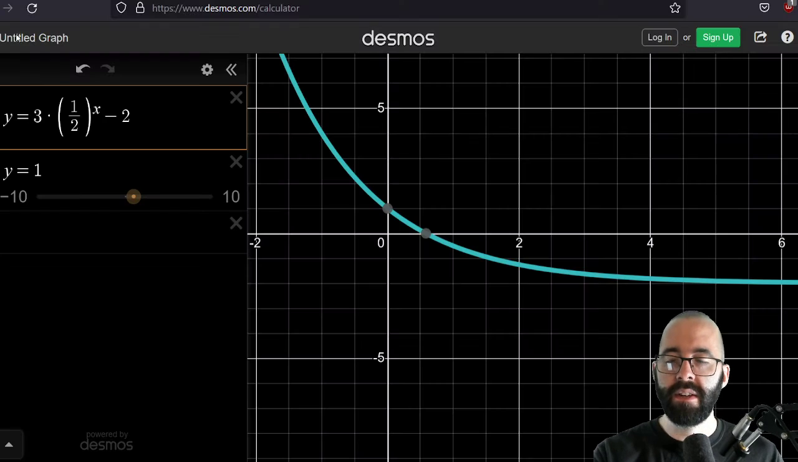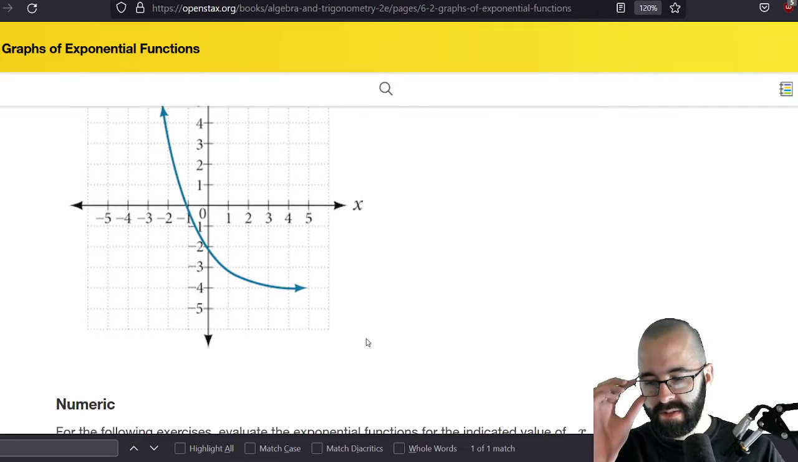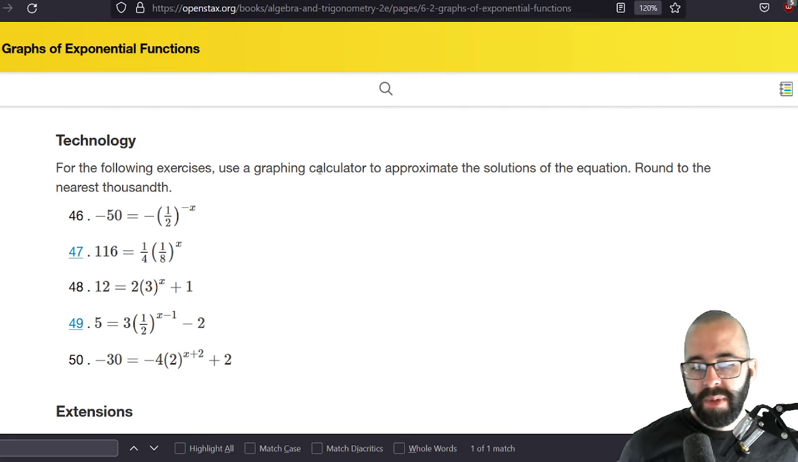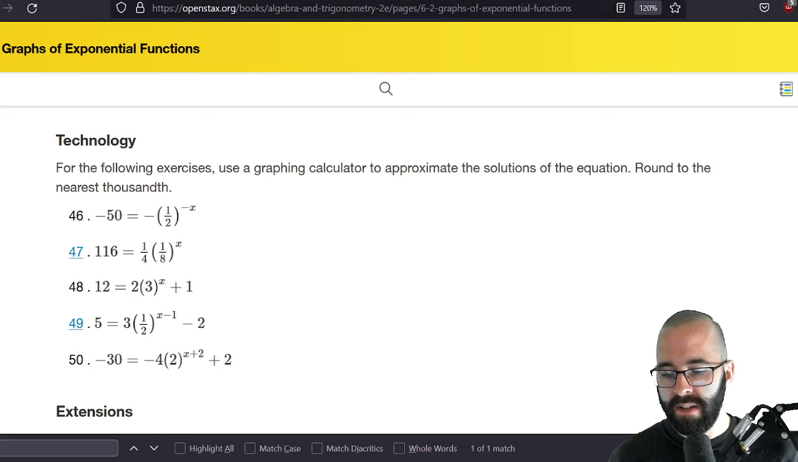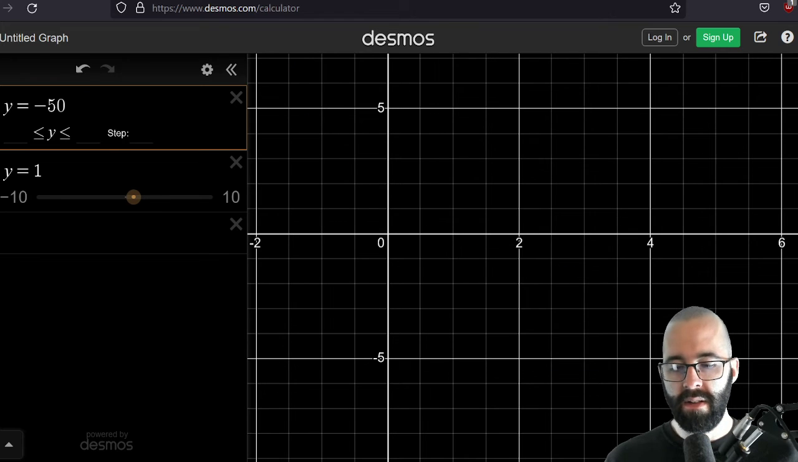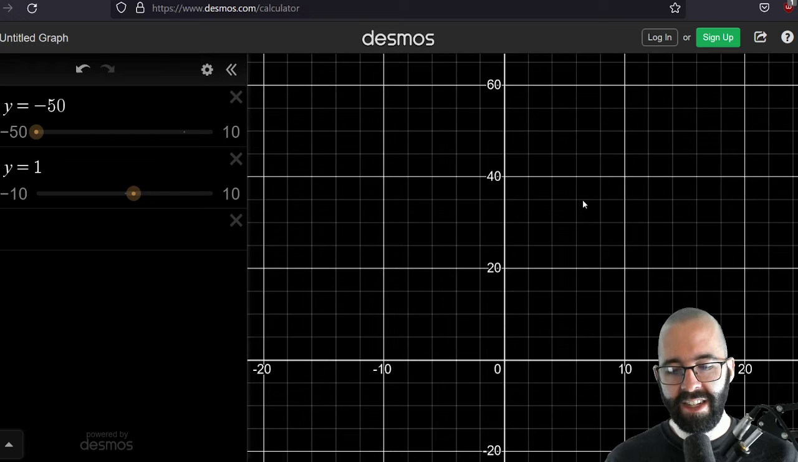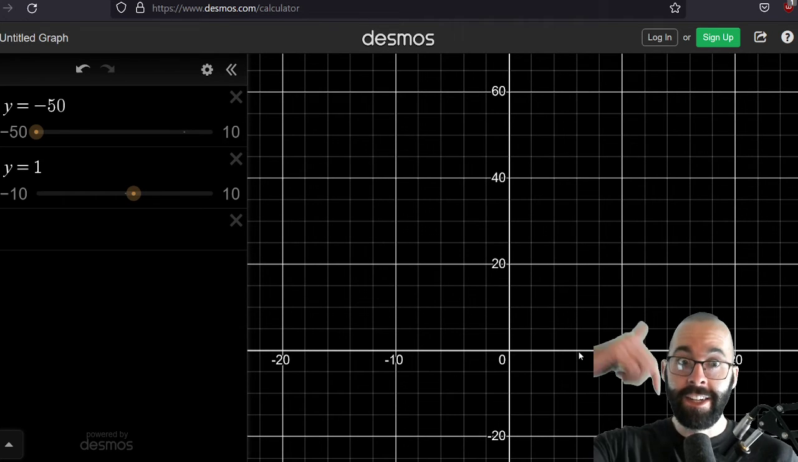Let's do the last one, number 46. What does that look like? Oh, I remember. Use a graphing calculator to approximate the solution of this equation. So we just graph both. -50, where is that? Well, I guarantee you we're gonna have to zoom out. -50 is, oh, negative is down.